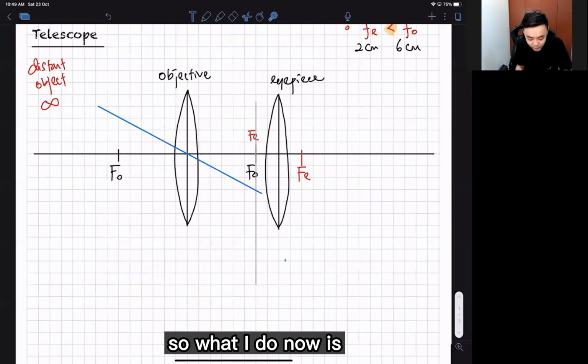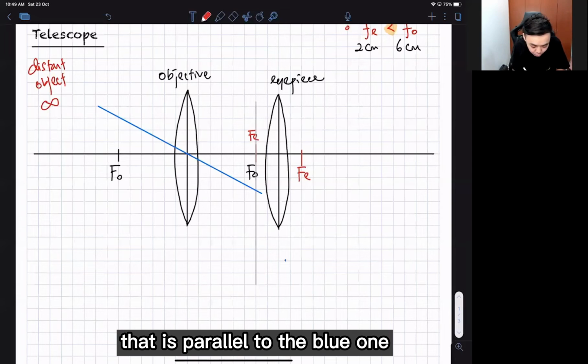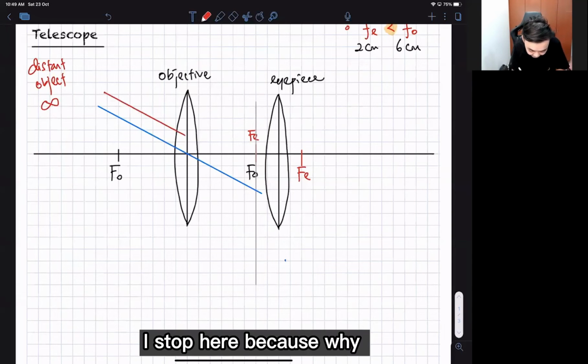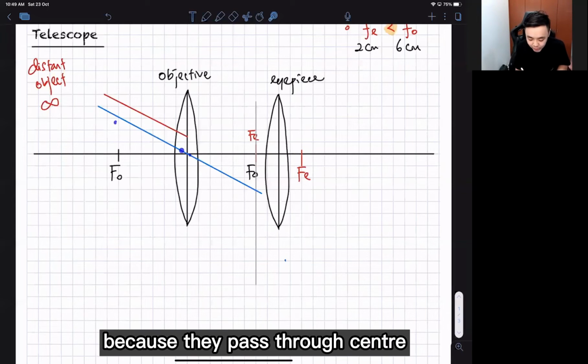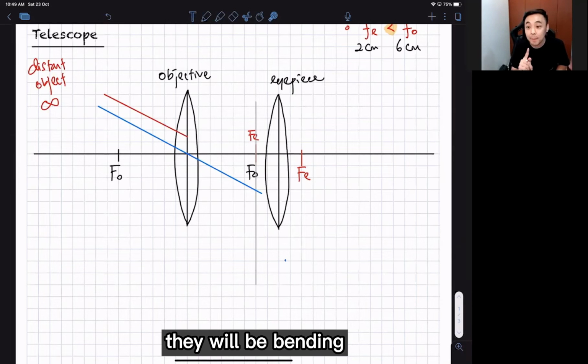Yes, so what I do now is, I'm going to draw another line that is parallel to the blue one. Now I look at the red one, I stop here. Because why? This one has no bending because it passes through the center. But obviously this one is not passing through the center. There will be bending later.